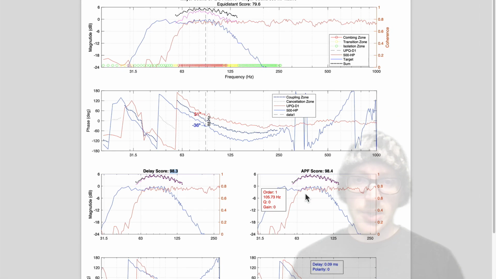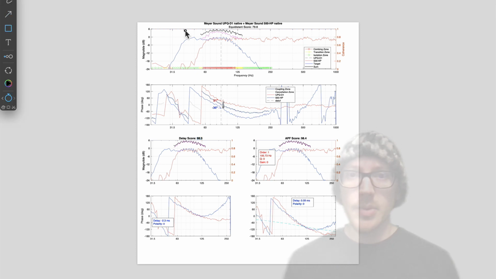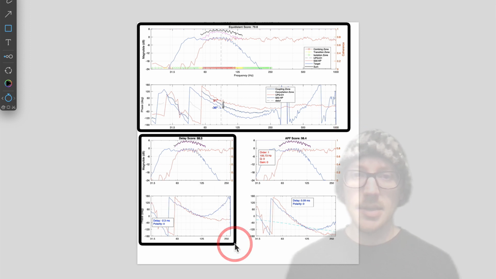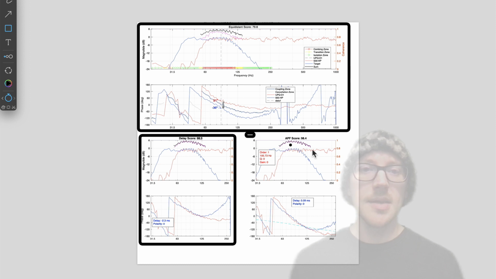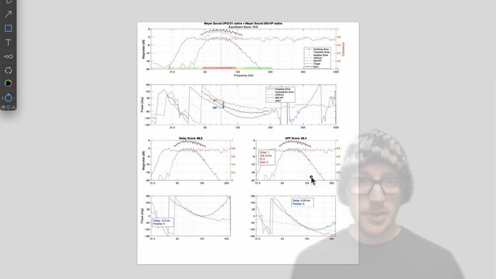Let me zoom out real quick and just give you an overview of this graph. I want you to know that these all go together, magnitude and phase, and then these go together. This is a delay-based solution, delay and polarity, and then these two go together, magnitude and phase, and this is a, what if I added a filter solution?